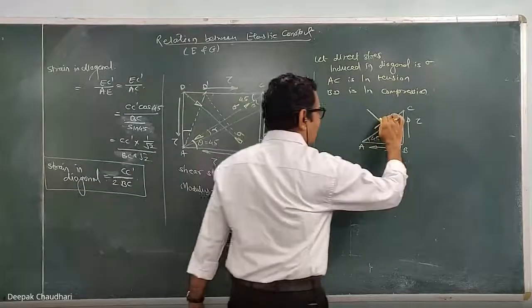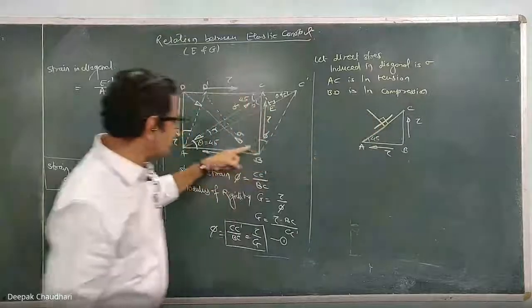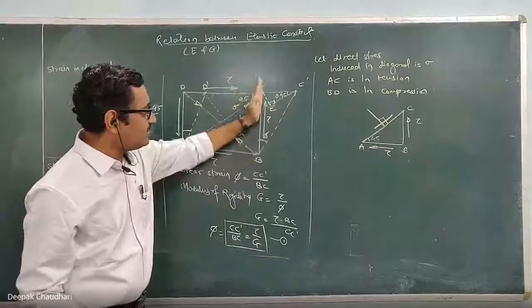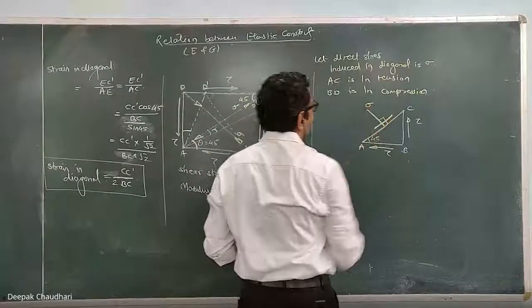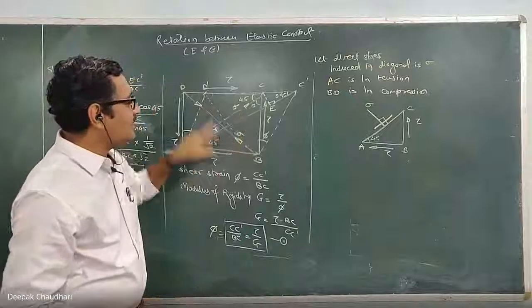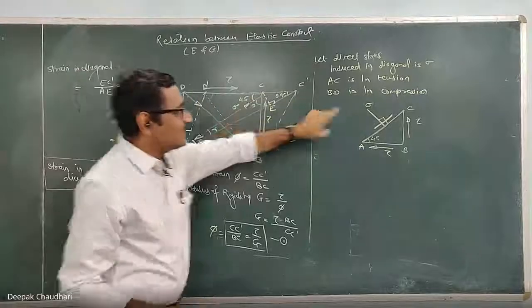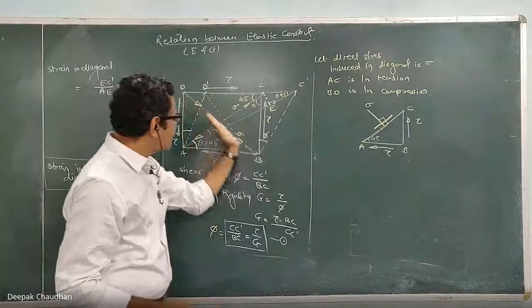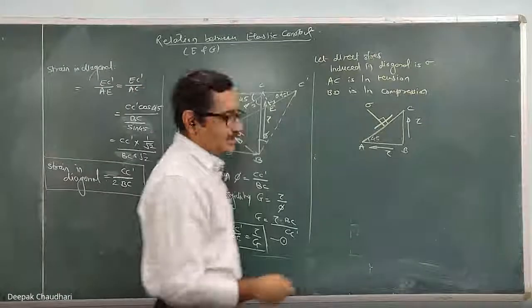This angle is 45 and this is 90 degrees. If I consider this triangle, the direct or normal stress here is acting along this diagonal. Since it is a cube here, this angle is 45 and this angle is 90 degrees. So this stress is acting along this diagonal. Got my point? Now, the next important thing.